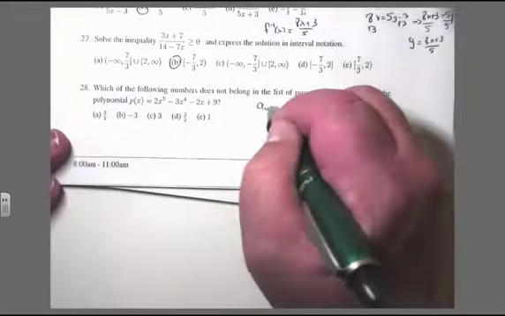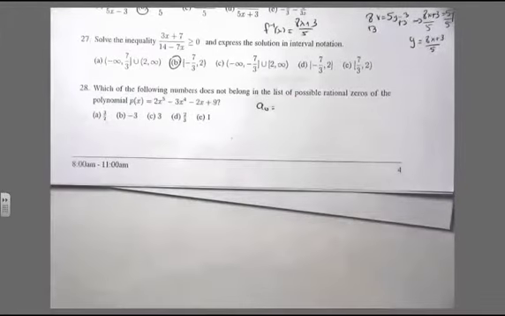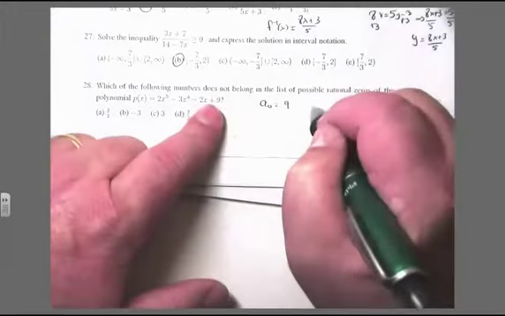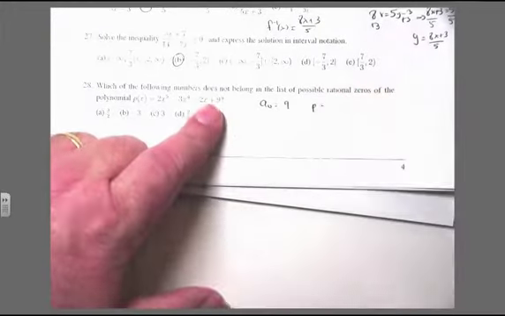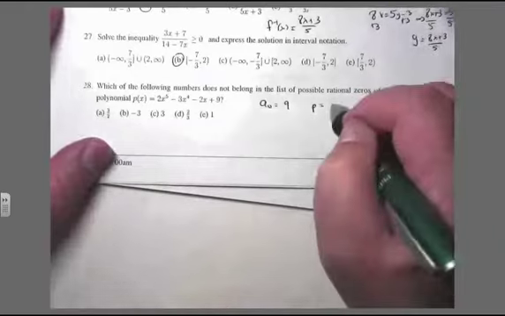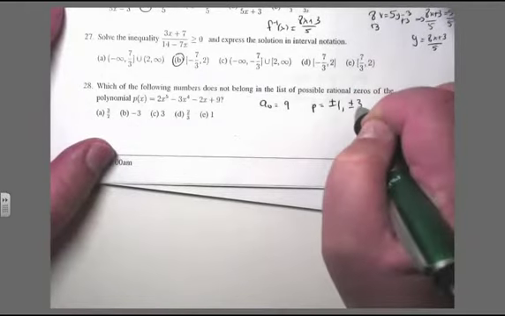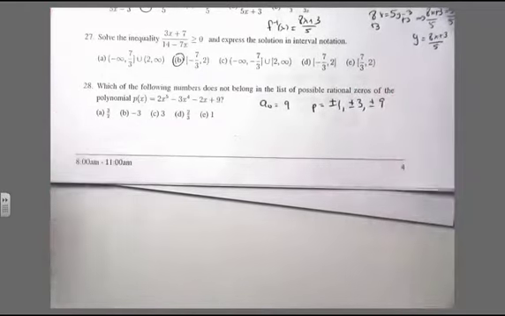The A0 or constant term is what in this polynomial? What's my constant term? 9. P are the factors of 9. What are the numbers that divide 9? Plus or minus 1, plus or minus 3, and plus or minus 9.